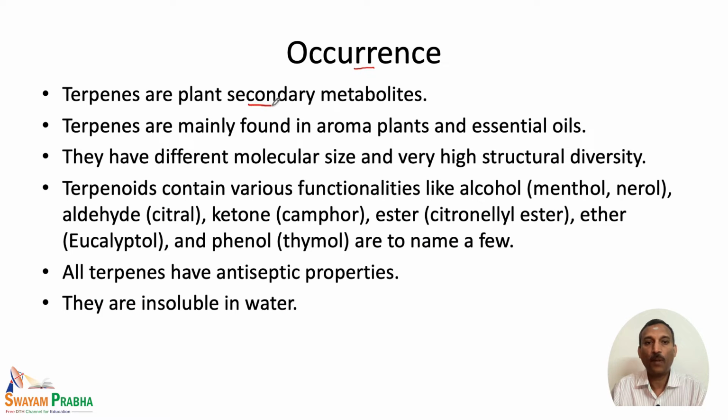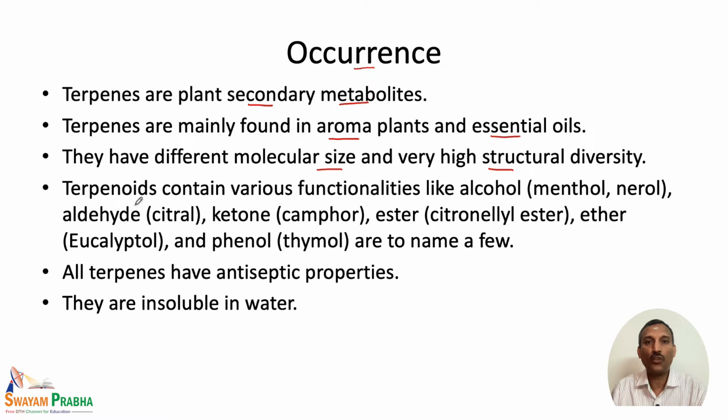Terpenes are basically plant secondary metabolites, so this is the most important thing we have to remember, and they are mainly found in aroma plants and essential oils. So this is the place where the terpenes are actually found, and they have different molecular size and very high structural diversity. When we look at the biosynthetic pathways, we will understand how a single isoprene molecule can be modified or converted biosynthetically to different types of skeletons. So the terpenoids have different molecular sizes and very high structural diversity.